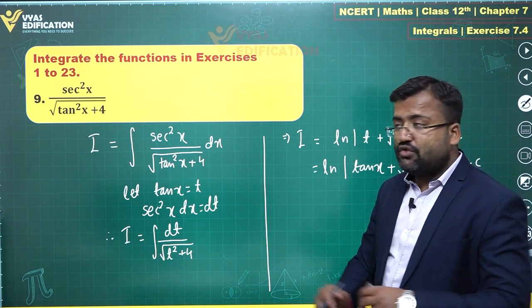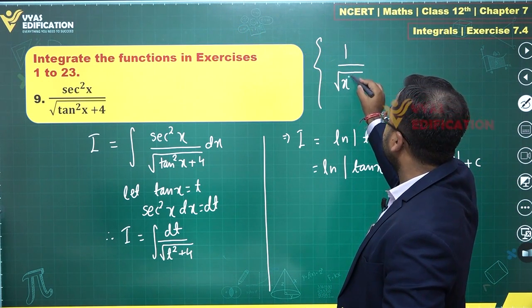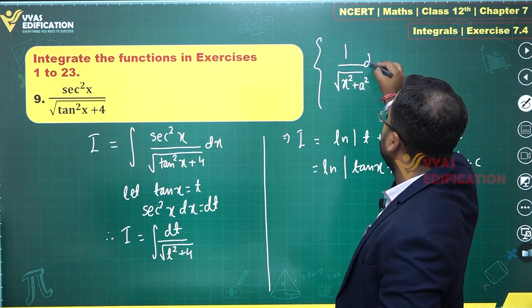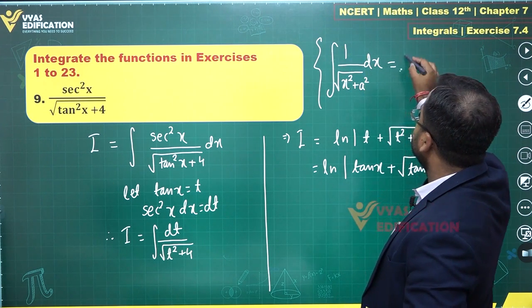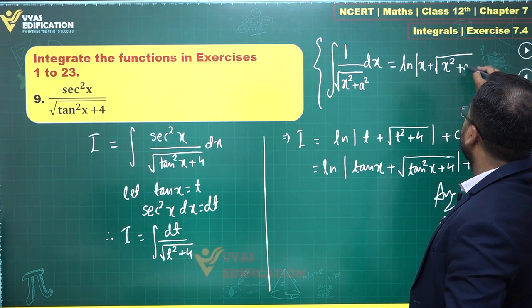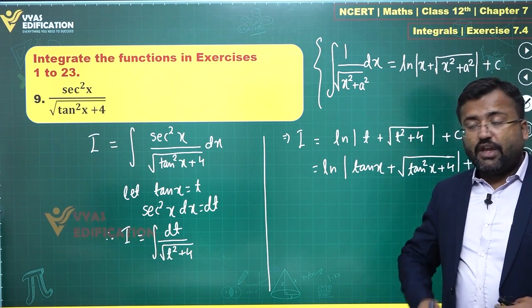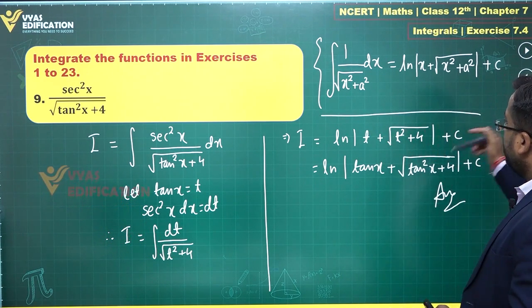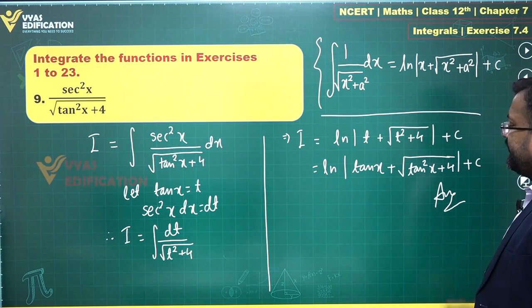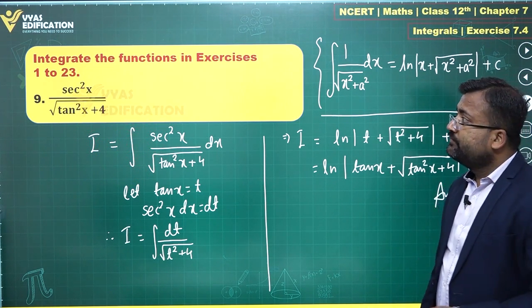The formula that we've used over here, let me write that formula. Integral of 1 upon under root of x square plus a square dx is equal to ln mod x plus under root of x square plus a square plus constant of integration. That's what you have. That's the formula that we have used for writing this integral from there directly. Yes, and that's all in this 9th question.